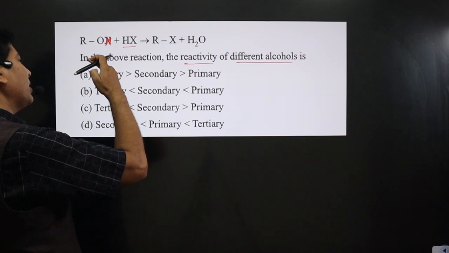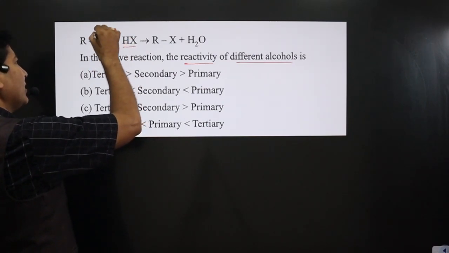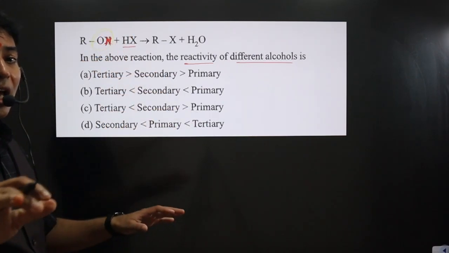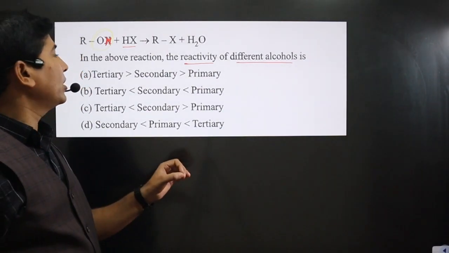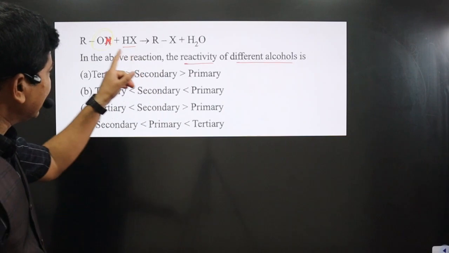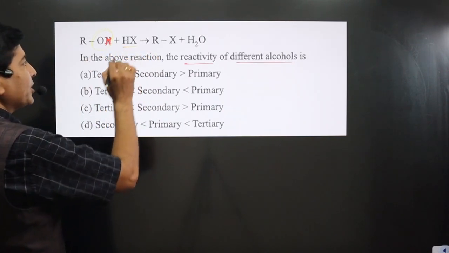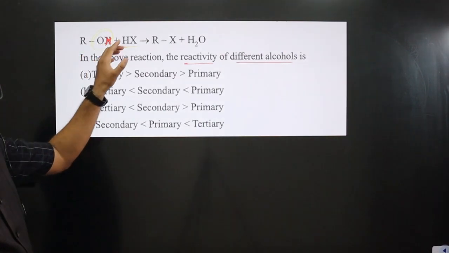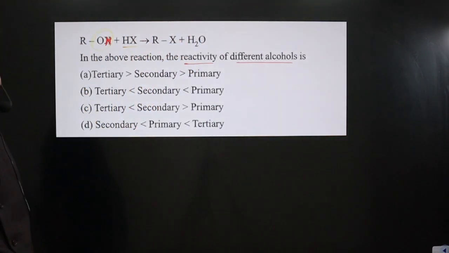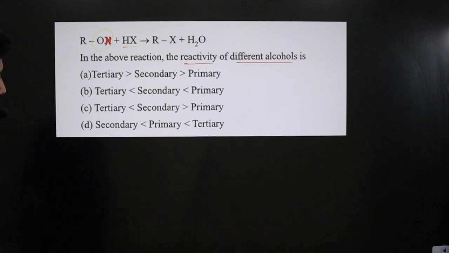In general, we have learned that removal of OH from a primary alcohol is not easy, because OH is a poor leaving group. But once it is protonated by hydrogen halide, it will be removed easily in the form of a water molecule. This is how this chemical reaction takes place.